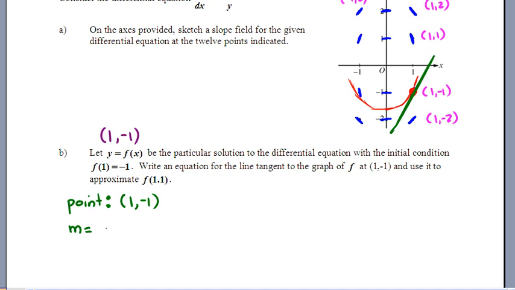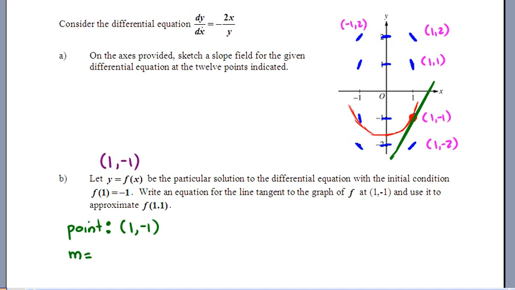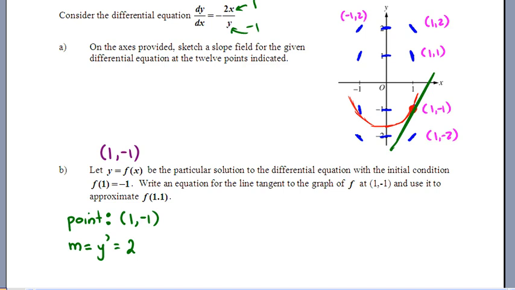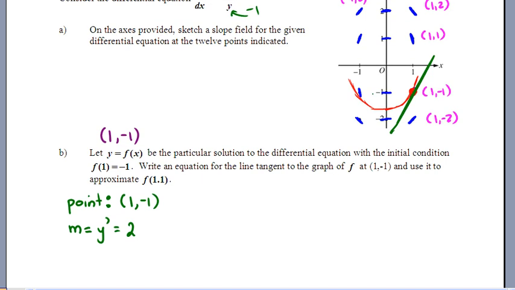Well, this differential equation right up here tells me. It's just going to be this y prime in this story. We're going to put 1 in for x and negative 1 in for y. So 1 goes in for x, negative 1 goes in for y. That would be a negative 2 on top of a negative 1. That's going to be 2. So I can just substitute in that xy point into the differential equation and see that at that point, on this red sketch I've got for the graph, the slope's got to be 2.